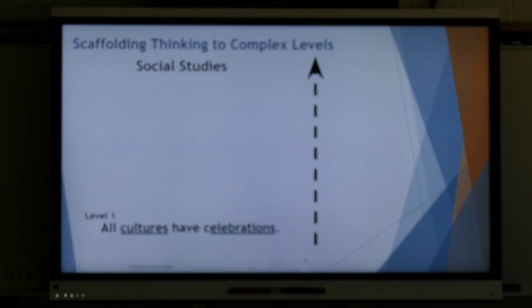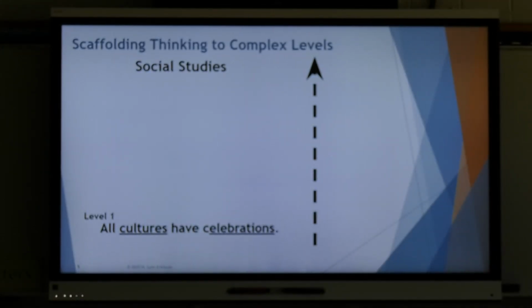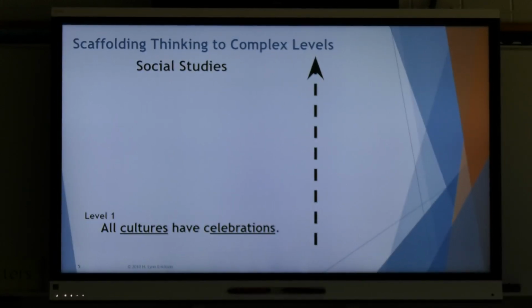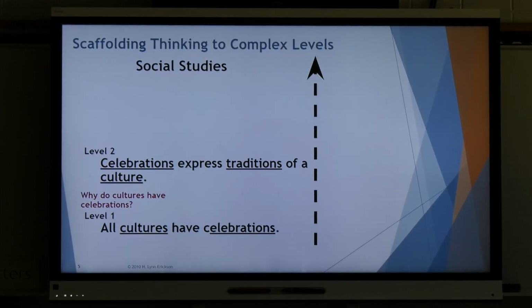I'm going to give you another example. All cultures have celebrations. That affects, it's a weak verb. That intensity is not there. But there are two concepts. So instead of asking how, the question would be why. Those how and why questions. Celebrations express traditions of a culture. Why is that stronger?